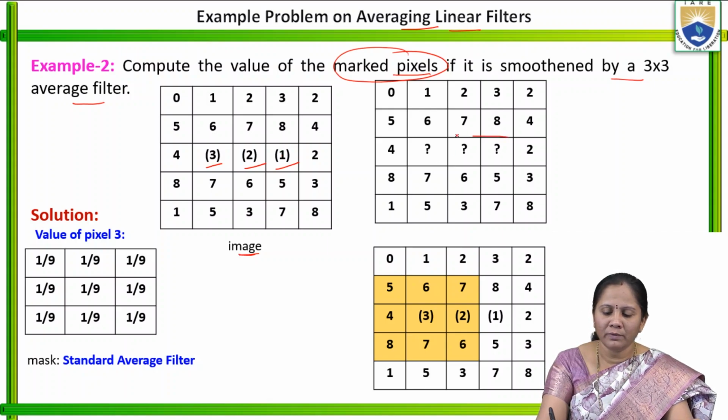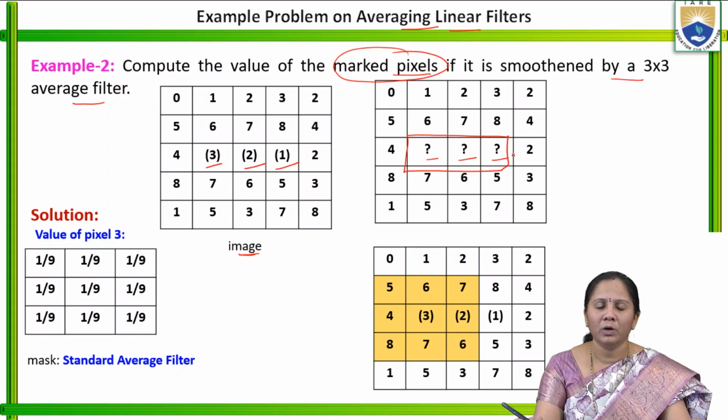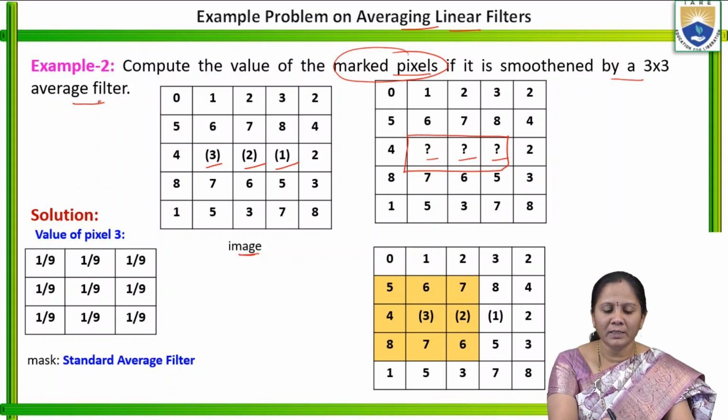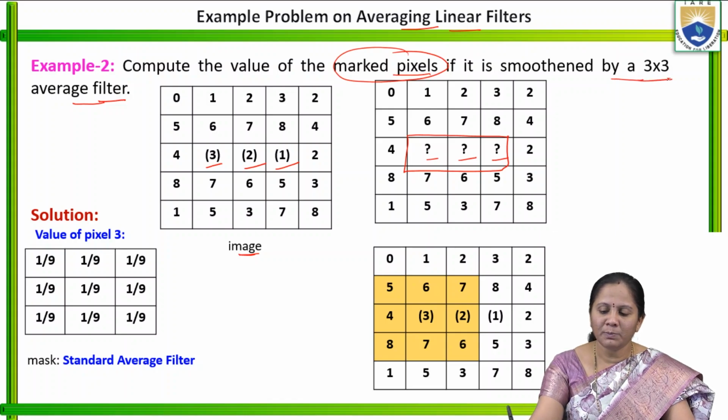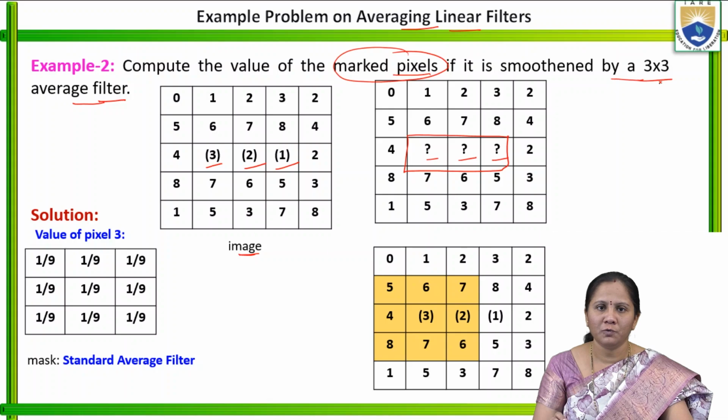So here these are the values we have to find: 3, 2 and 1. Instead of 3, 2 and 1, what are the output pixel values we are going to get after applying this average filter? They did not give any type of filter that we need to use, but they have simply specified here a 3x3 average filter.